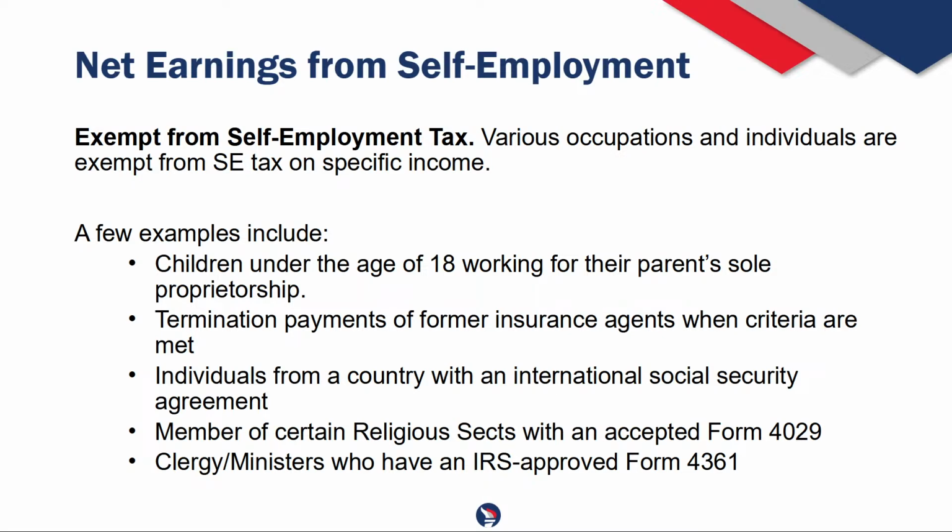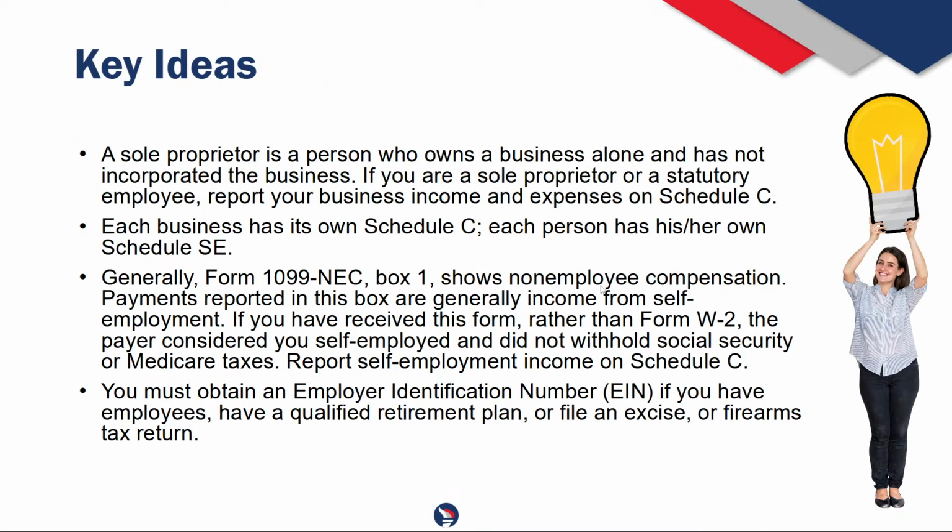Members of certain religious sects with approval of Form 4029, and clergy or ministers who have an IRS Form 4361. So members of certain religious sects, like say for instance the Amish, don't have to pay self-employment tax because they don't participate in Social Security. Clergy and ministers, so you're looking at maybe your Catholic priests taking a vow of poverty, filled out the 4361. They also don't have to pay self-employment tax because when they retire, their church will take care of them.